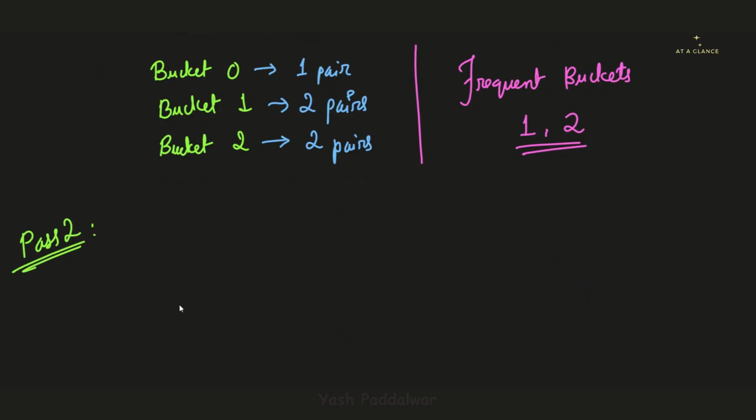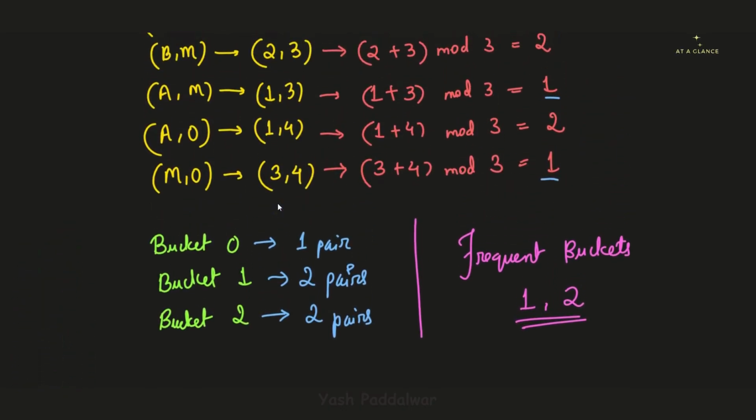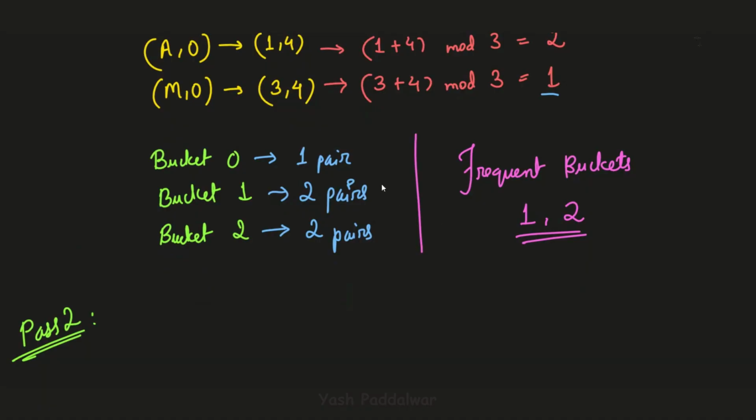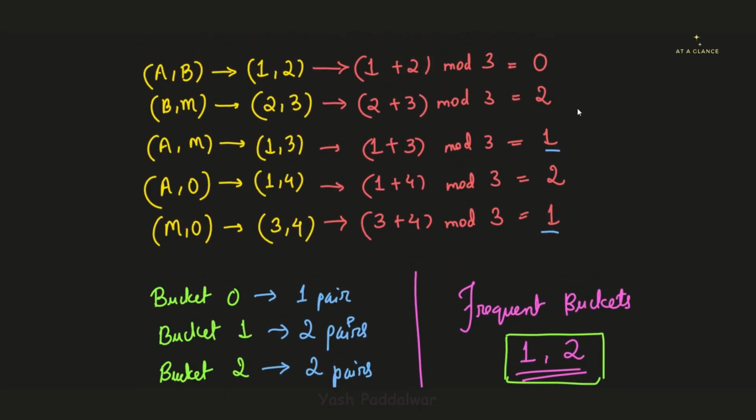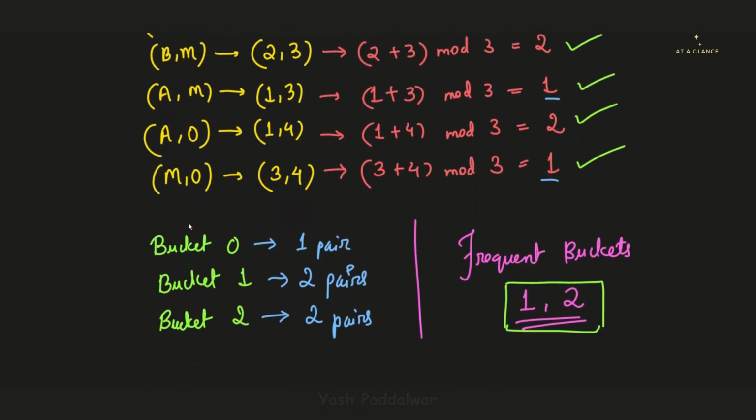So in pass 2, we have to take those pairs which actually satisfy these two conditions. Now, if you look carefully at the buckets, we have found out a conclusion that only bucket number 1 and 2 are frequent, and the pairs that are located inside bucket 1 and bucket 2 are the only ones satisfying both conditions. So, these are the pairs under bucket 1 and bucket 2, that is BM, AM, AO, and MO. Only these pairs are going to be a part of pass 2.